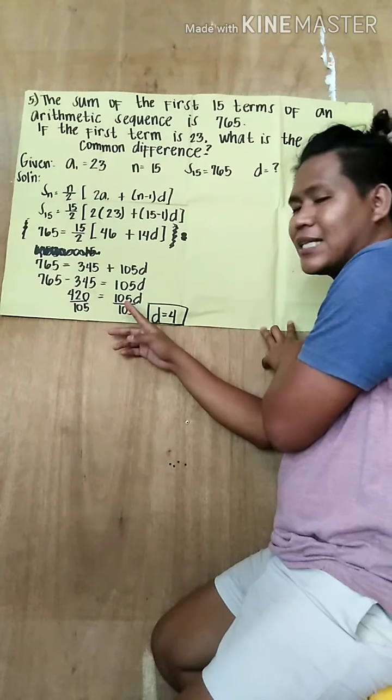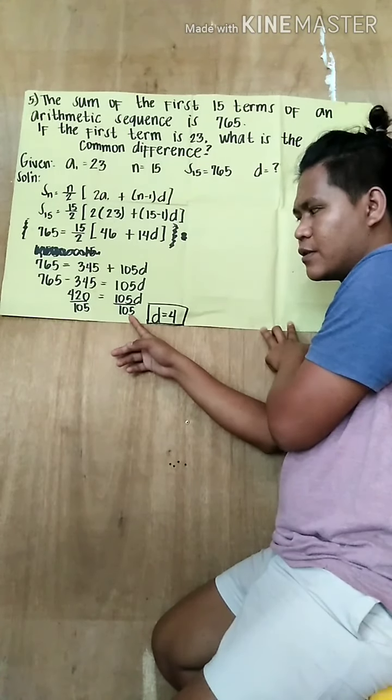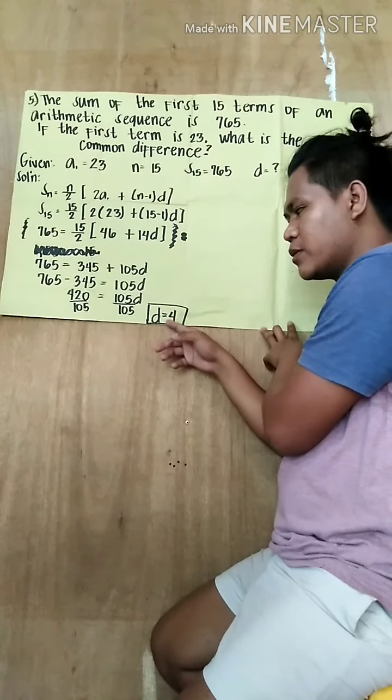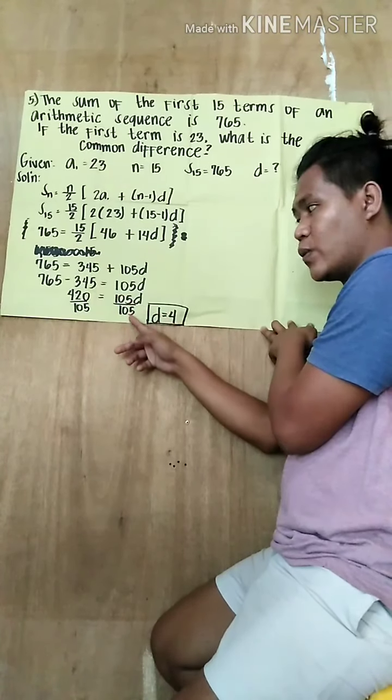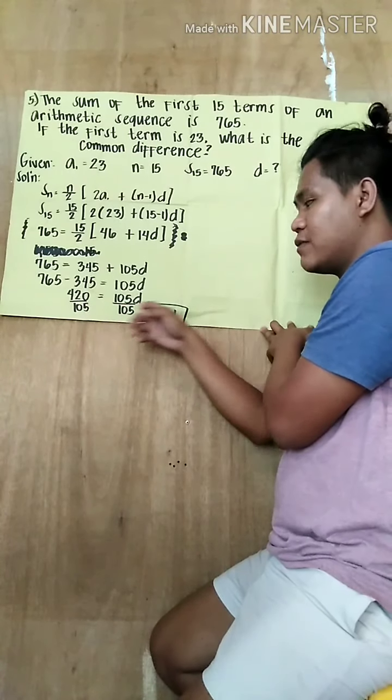So we will cancel out 105 by dividing by itself. So divide both sides by 105. So we have the common difference, which is equal to 4. Cancel out 105, so the remaining is d. 420 divided by 105 is equal to 4.